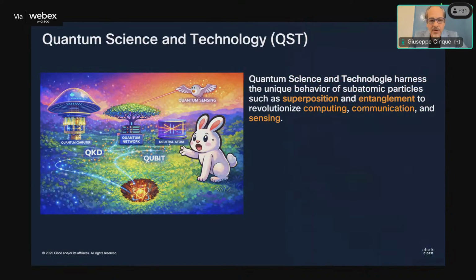So first of all, it's important to know that this domain is called quantum science and technologies, and it's about the use of subatomic particles, in particular some special behavior like superposition and entanglement that I've already mentioned, to transform not only computing but also communication, and very importantly also the capacity to do better sensing, so to create a better sensor.